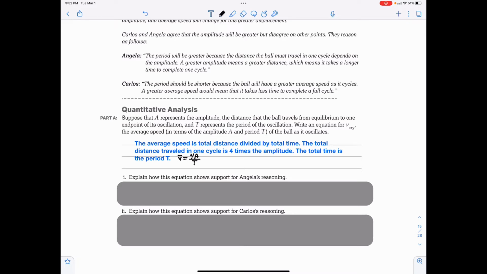Let's see if it makes sense of that. So here is the equilibrium right here. If we pull it back to this point here, this whole distance here is the amplitude from here to here. So it's going to swing 1 amplitude, then over to the other side, that's 2, then 3 coming back, and then 4. So there are 4 times the amplitude divided by the time. Total distance divided by total time.